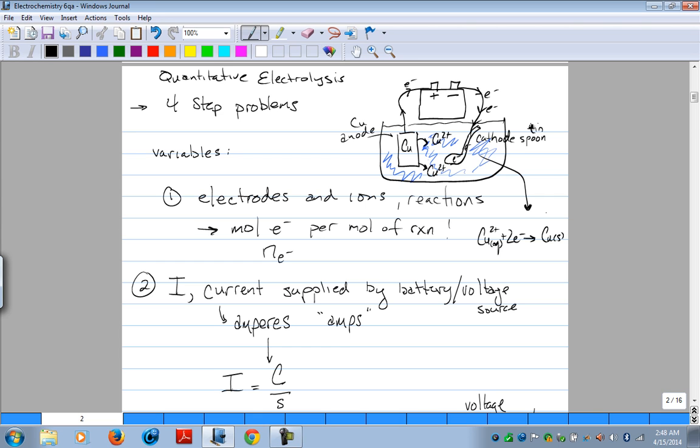tin spoon or a key or a piece of jewelry or something like that. We want nice shiny copper on the surface of that. The variables in these problems will be the electrodes themselves, in this case copper, the ions, copper 2+ cations are used. Most importantly, the moles of electrons gained at the cathode per mole of reaction. So here, for the half reaction as written, per mole of copper formed, or per mole of reaction, there's 2 moles of electrons gained by the copper 2 cations.